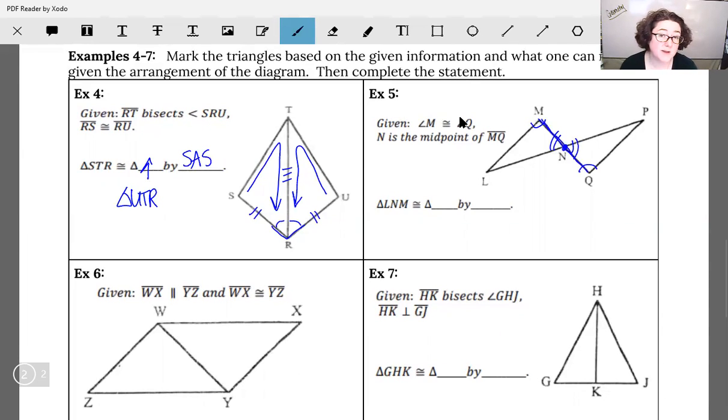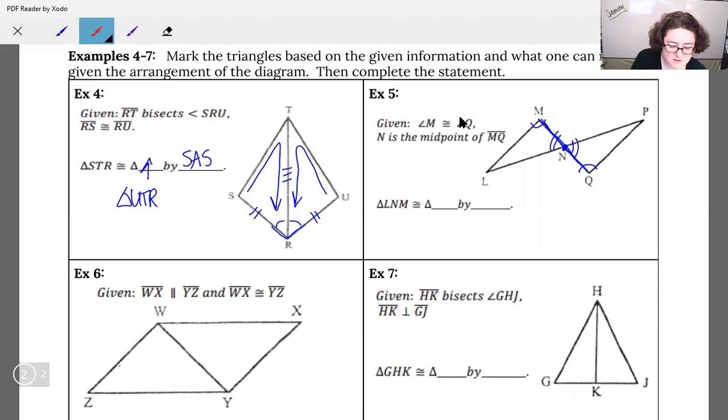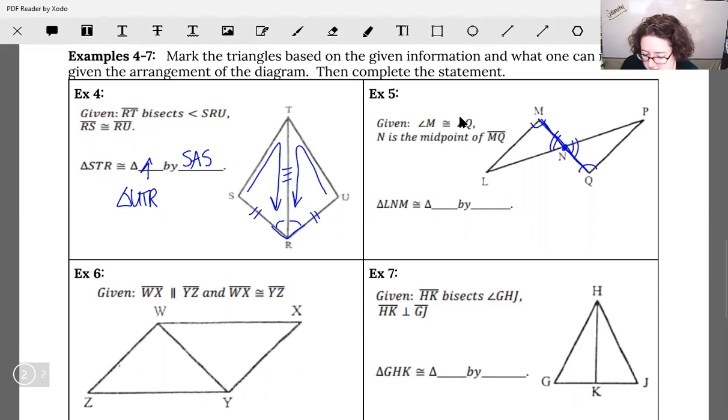If that's a midpoint, where's a midpoint compared to the endpoints of a segment? Right smack in the middle. So that means what has to be true about our two pieces? They have to be congruent. So again, I'm going to change my color so it pops a little better. We have two small congruent segments.